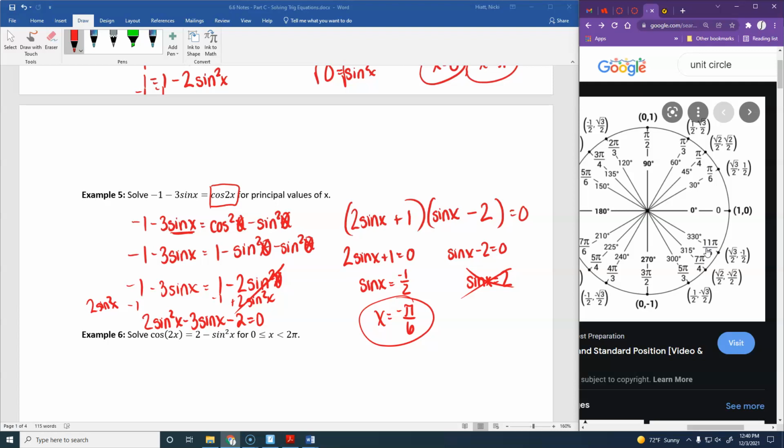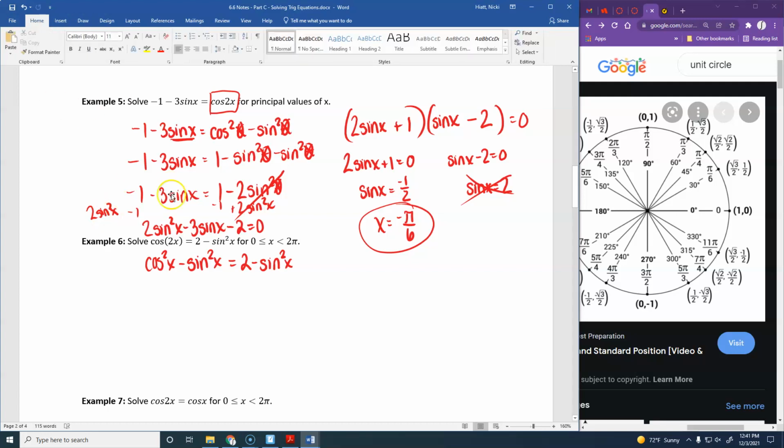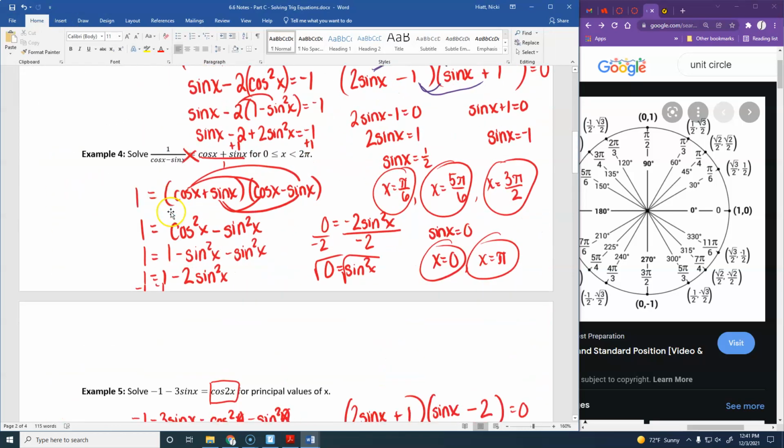Okay, questions? All right, we're going to run into the same thing on number 6. I can't solve this with this cosine 2x right here. So we're going to do just like we did on the last problem. We're going to change it to cosine squared x minus sine squared x, and that's going to equal 2 minus sine squared x. It's cosine minus sine, right? Sometimes I forget it. Yeah, cosine minus sine.